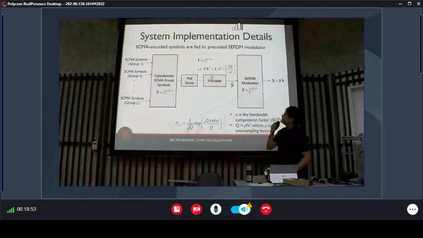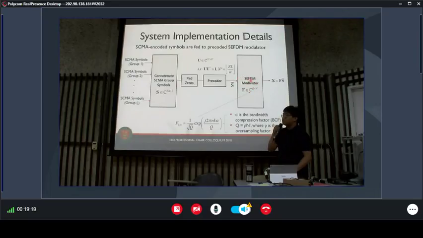So it will multiply a unitary matrix U to the input of the precoder block. Then we will get this S bar. The design of this unitary matrix U will be discussed later. And then the output, this vector S bar, will be fed to the SEFDM modulator.